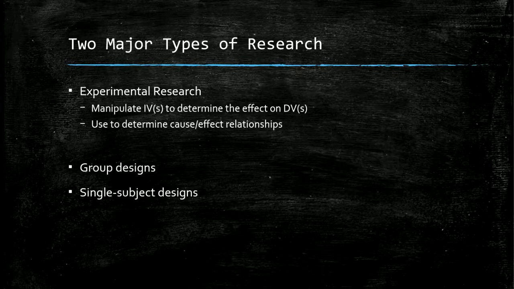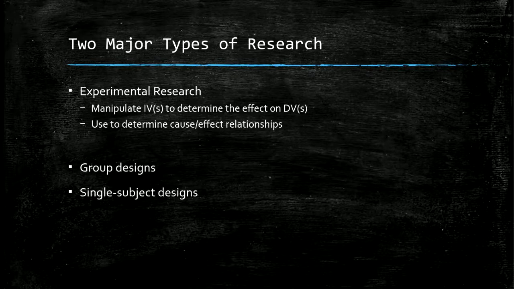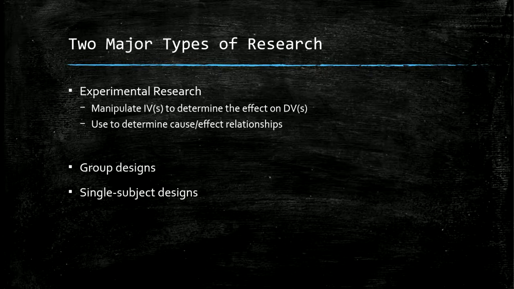This type of experimental research does allow you to determine cause and effect relationships. Because you are controlling and changing the variables yourself, you can control them such that you can say that one thing does in fact cause the other. So within the area of experimental research, we're going to look at two types of designs: group designs and single subject designs. So group designs are research on large groups. Single subject designs are research designs that involve either one participant or small numbers of participants.